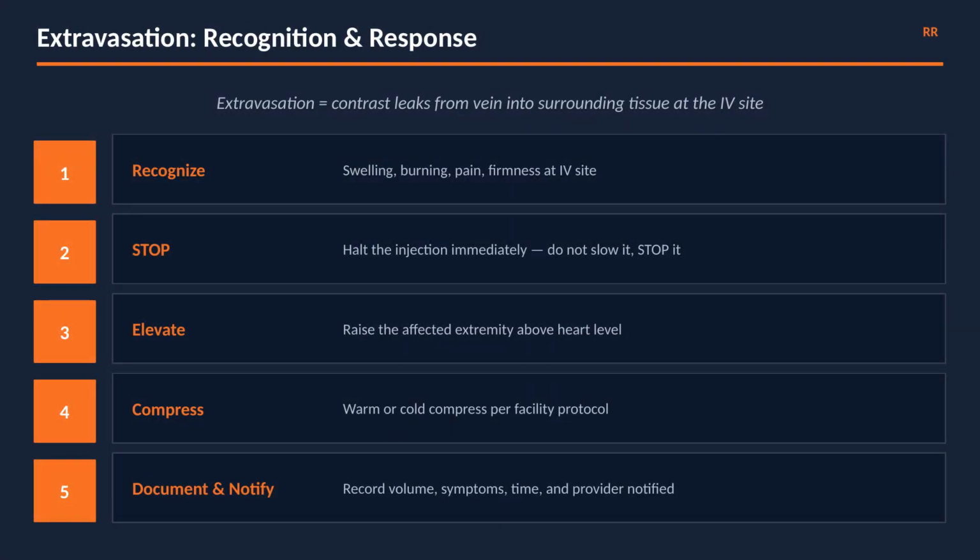4 main routes for radiographic contrast. Intravenous, the most common route for CT and MRI. Requires patent IV access, correct flow rate, and real-time monitoring. Oral, used for gastrointestinal studies. Barium or water-soluble agents taken by mouth. Rectal, barium enema. Patient positioned, contrast introduced via rectal catheter under fluoroscopic guidance. And intra-arterial, used in angiography. Arterial access requires a physician. Your role in these cases is monitoring, documentation, and recognizing complications.